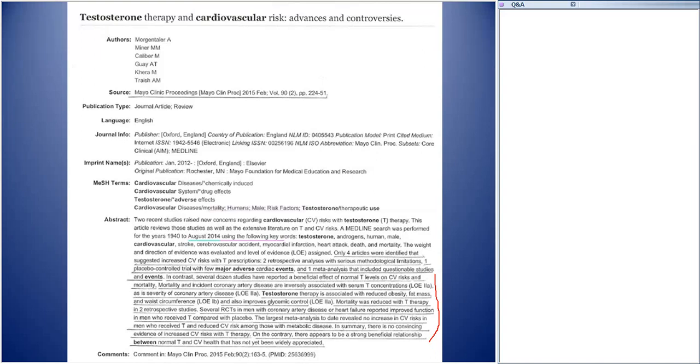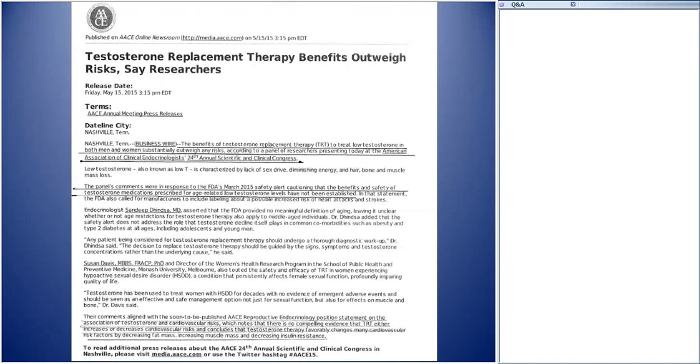And the largest meta-analysis to date revealed no increased cardiovascular risk in men who received testosterone, and they had a reduced cardiovascular risk amongst men with metabolic disease. A recent study just came out this week showing the same thing. In summary, there's no convincing evidence of increased cardiovascular risk with testosterone therapy, period. On the contrary, there appears to be a strong beneficial relationship between normalizing testosterone and improving cardiovascular health that has not yet been widely appreciated, thanks to the media and thanks to the negative hype. But Morgentaler described it perfectly. I've basically copied this, presented it in court, and have won because the cardiologist cannot defend any of that.